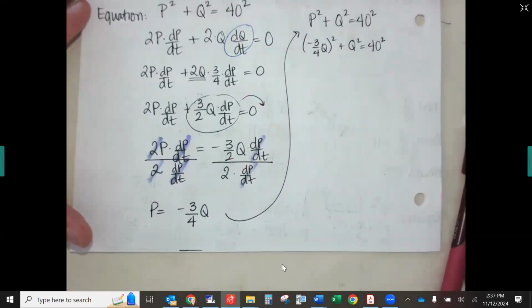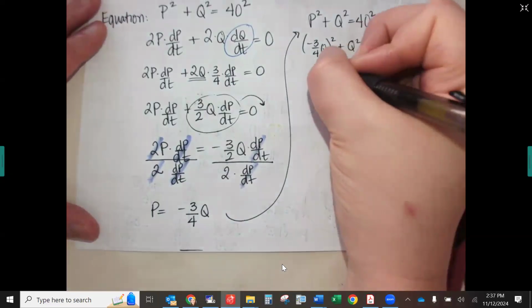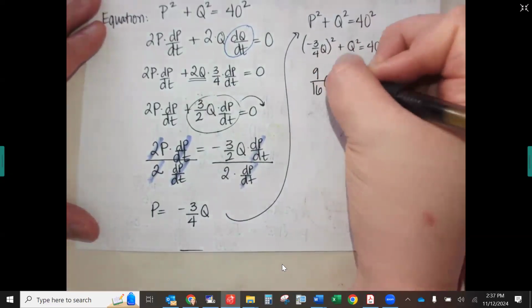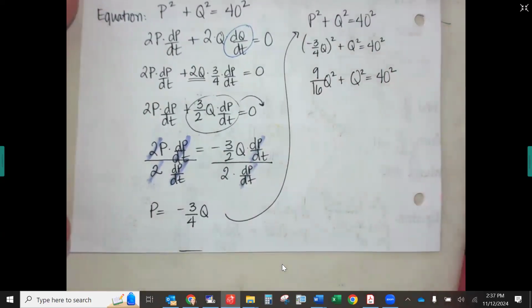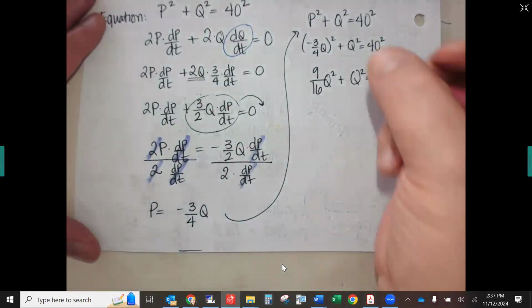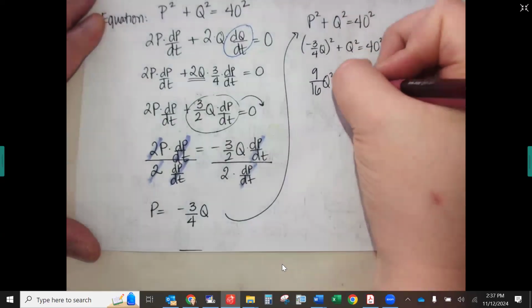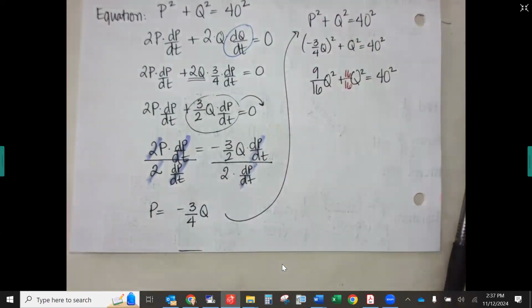Remember, when you square a fraction, you need to square the top and the bottom. So what is my negative 3 over 4 going to be once I square it? 9 over 16 Q squared plus Q squared. Okay, now I want to add these, so I need to get a common denominator. This is one whole Q, but how can I write it in 16? 16 over 16, right? That way it's still 1, but I'm putting it in a common denominator. Then what's 9 over 16 plus 16 over 16?